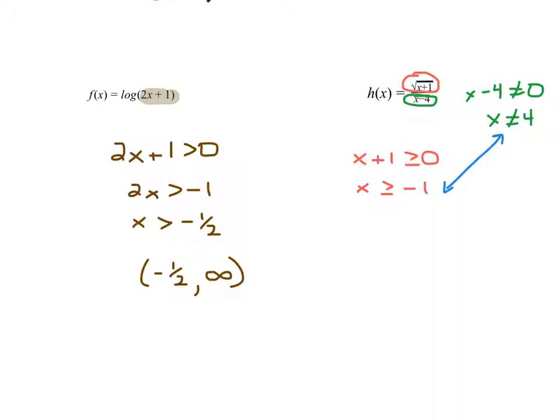So if I start to write this, well, of course, it'd be negative 1, which is the smallest value for this, and it normally would be to infinity, but we have to skip 4. So we go negative 1 to 4, parenthesis, because we're not including 4. But then once we get past 4, we're welcome to continue to infinity. So the square root is dictating that it has to be greater than or equal to negative 1, but the reciprocal part is saying we have to exclude 4.